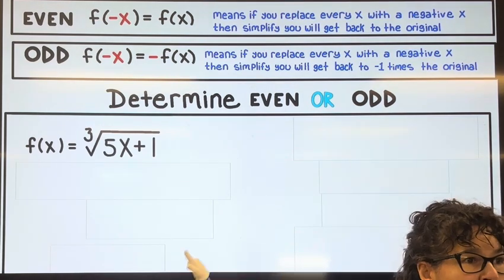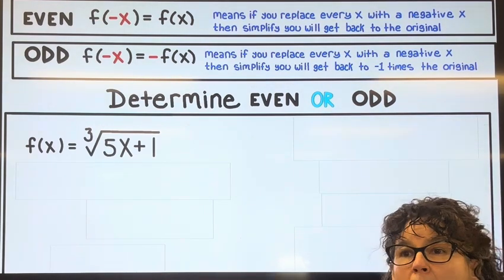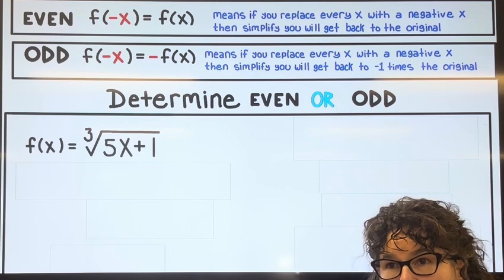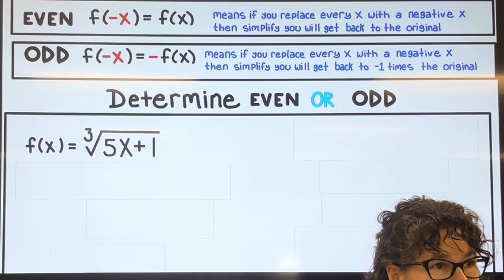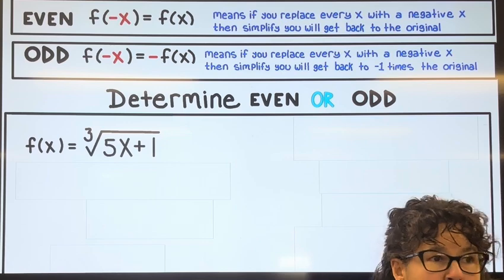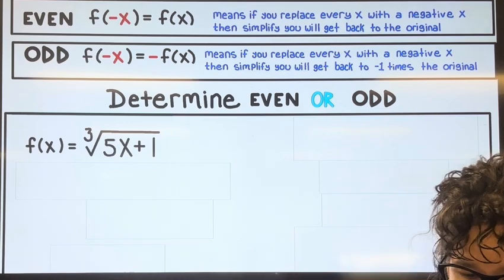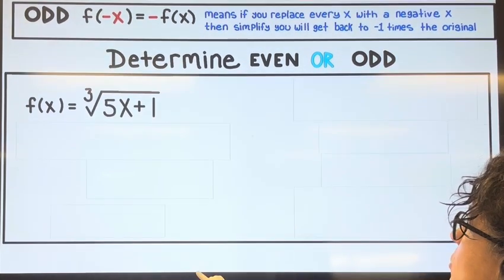And if after simplifying, it looks like -1 multiplied by the original, then the function is odd. And graphically, that means symmetrical to the origin. Okay, so let's take a look at this first one.